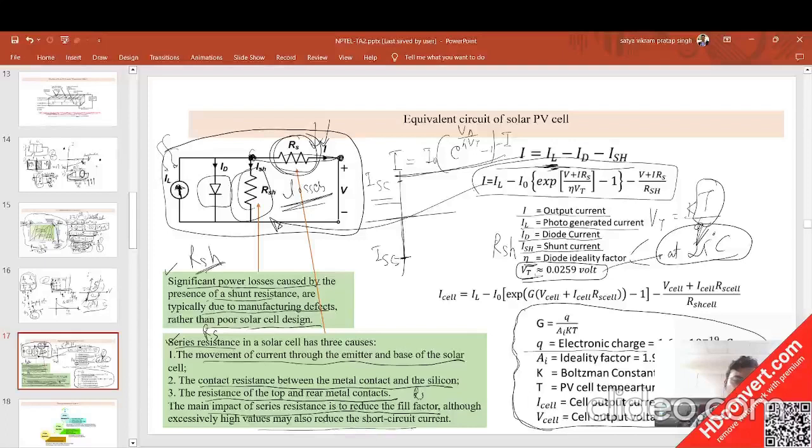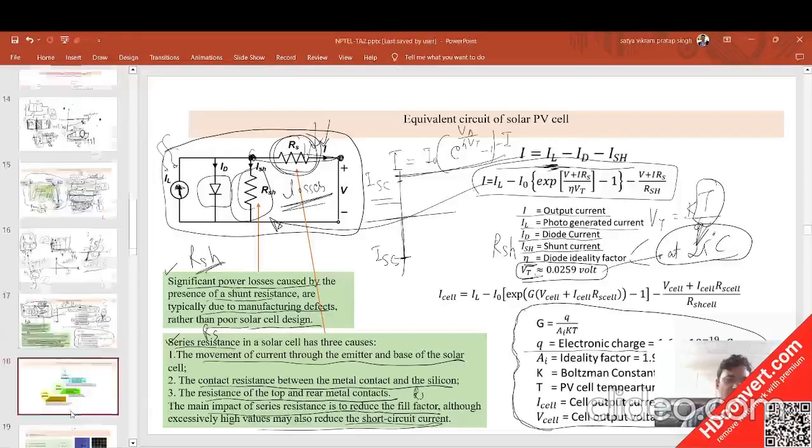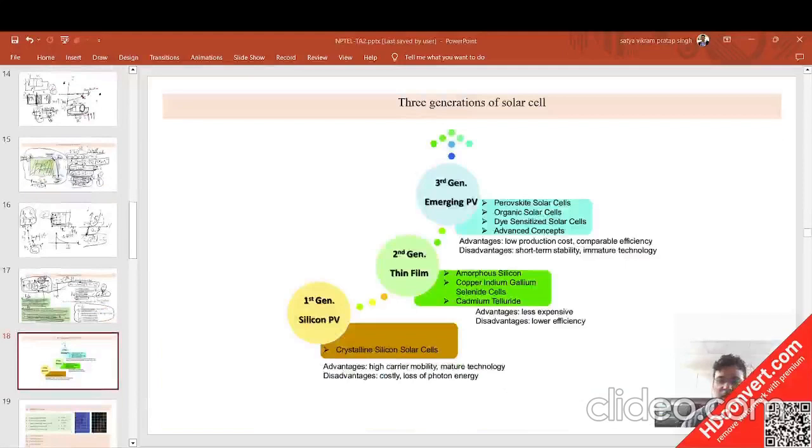High values also reduce the short circuit current excessively. You cannot reduce this further; if you reduce it beyond a certain optimal level, then it will also reduce the short circuit current. Okay, is there any doubt? Any doubt related to this equivalent circuit? Okay, no doubt, so we will move to the further slide, that is the generation of solar cells. We have questions also, but this theory part is a new concept, and you must understand what each parameter is saying and how it has been derived.